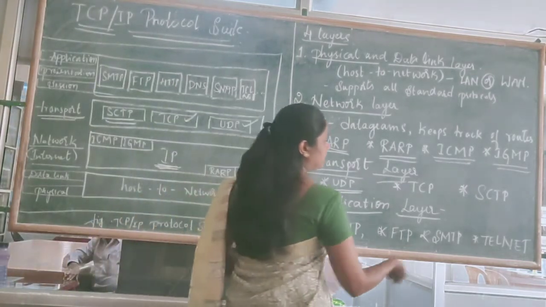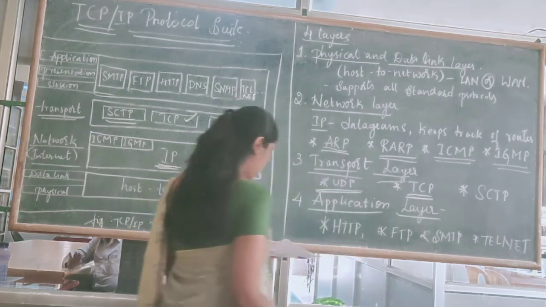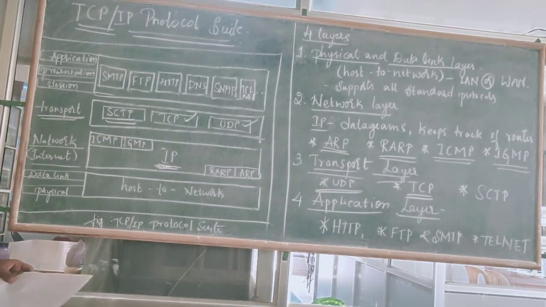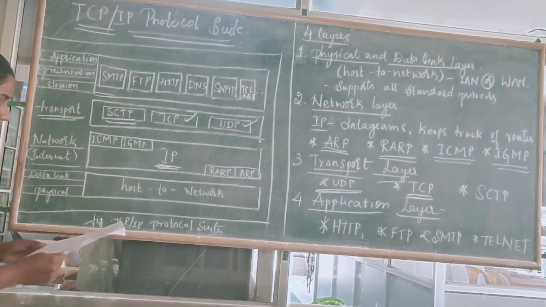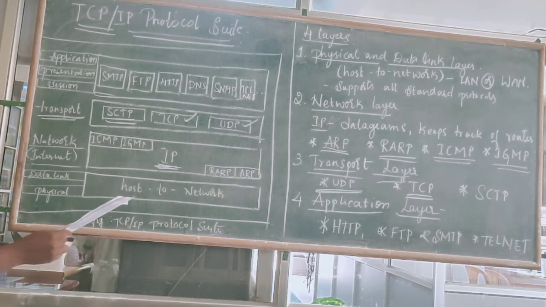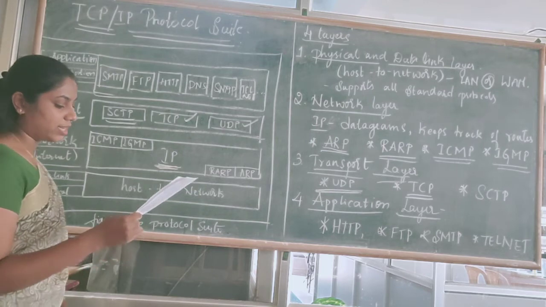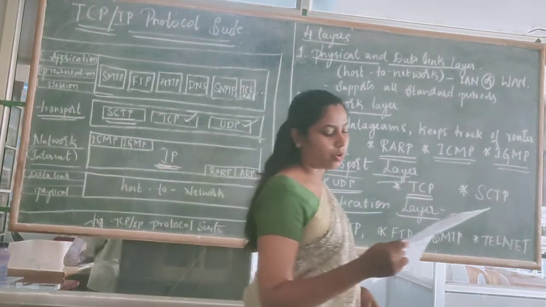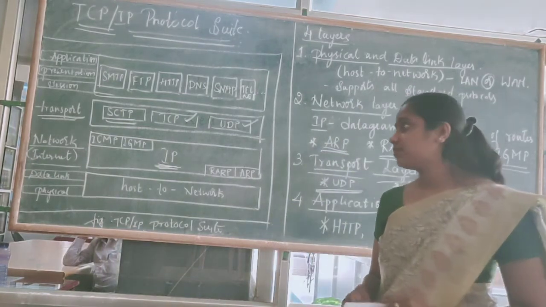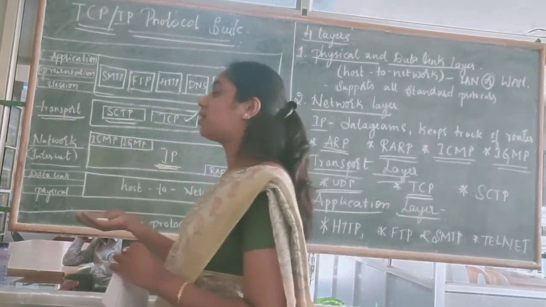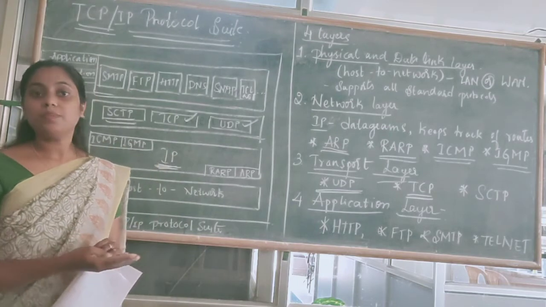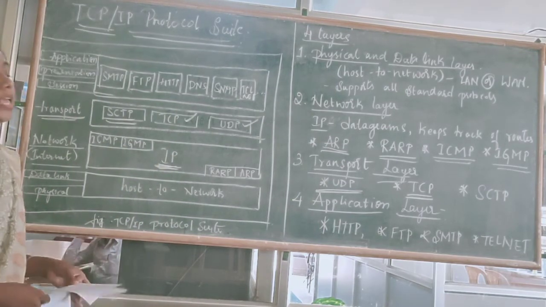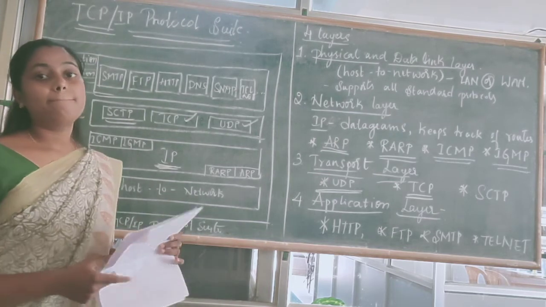Next, TCP. So what is TCP? TCP stands for Transmission Control Protocol. TCP is a reliable stream protocol, a transport protocol. We can rely on this. The main important thing of the transport layer is transporting the message, right? So this TCP helps in transporting the messages.